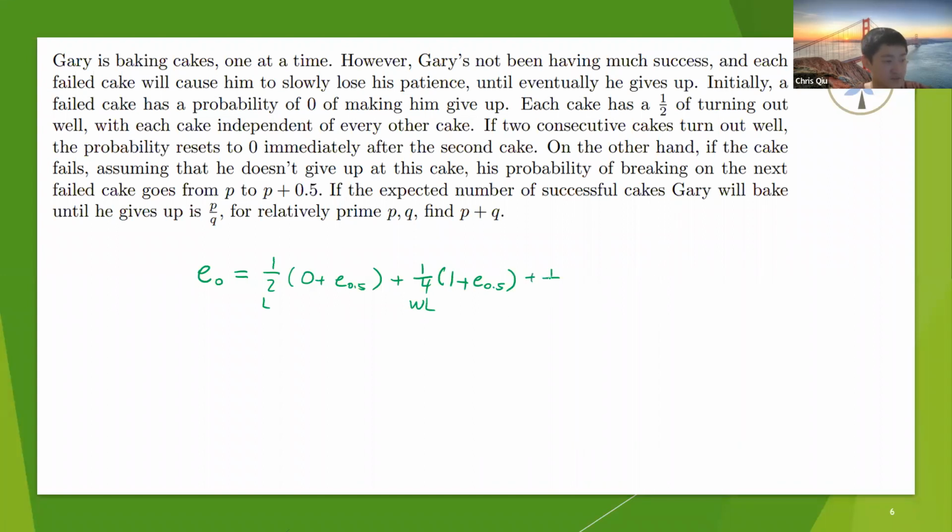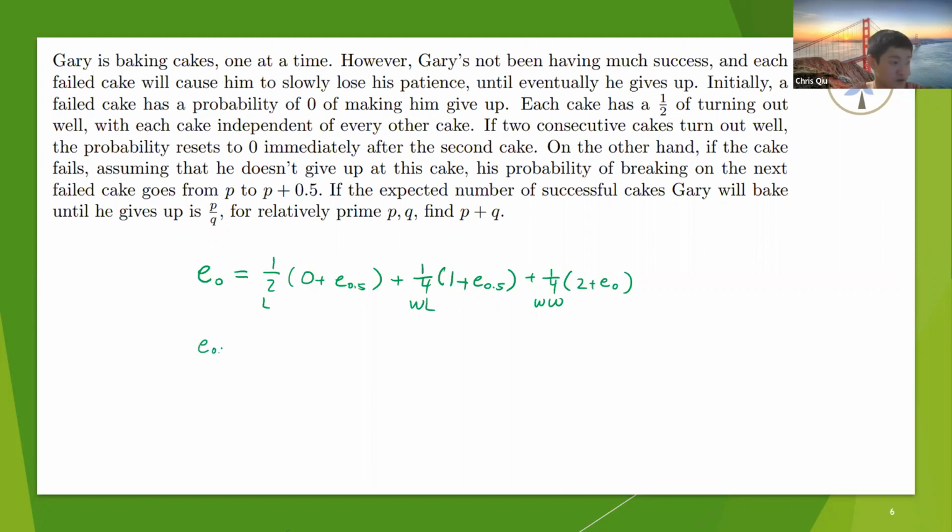And then in the third case, if he has 2 wins and he bakes both of these cakes successfully, then he's going to reset to 0. So we already have 2 successful cakes. So in fact, the expected number of successful cakes that Gary will bake in this case is 2 plus E0. So that's our first equation that relates the expected values of the number of cakes he bakes, given that his probability is 0 or his probability is 0.5.